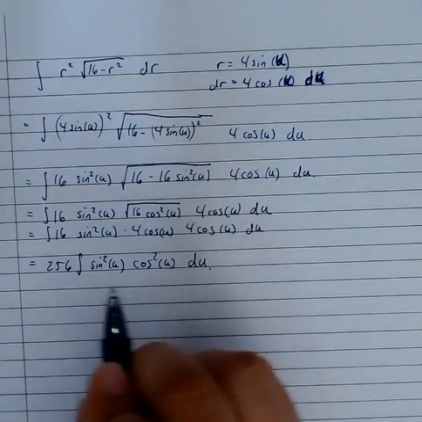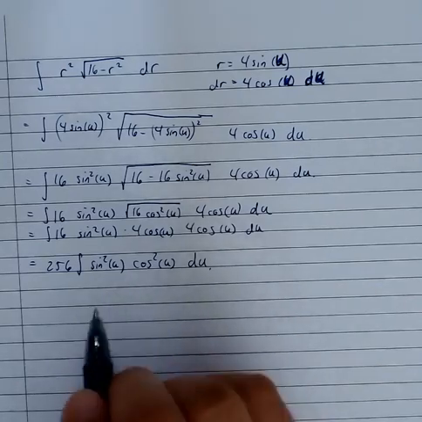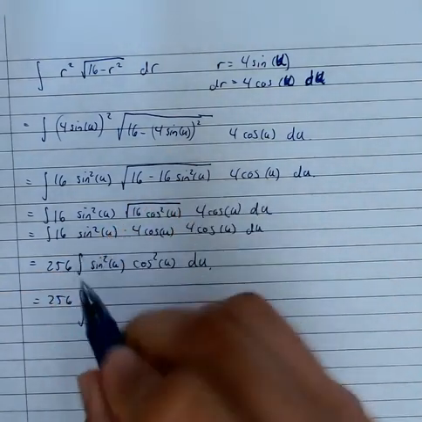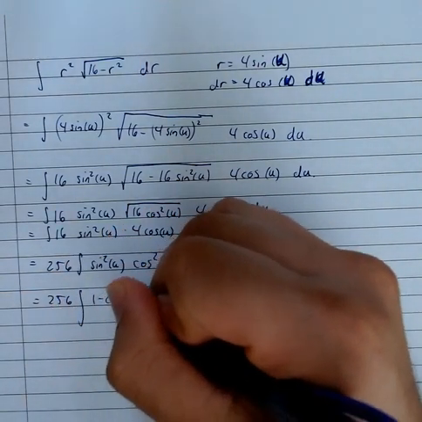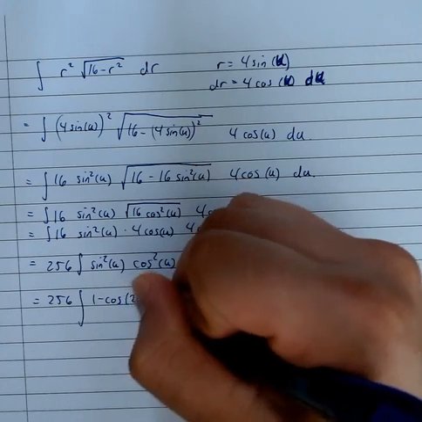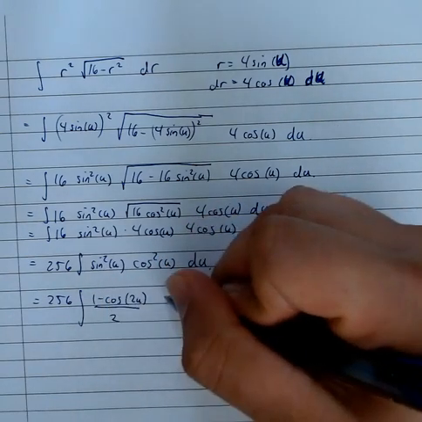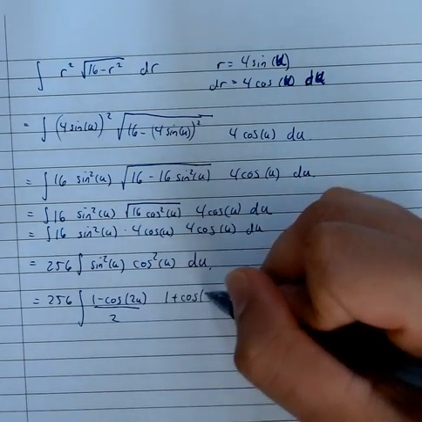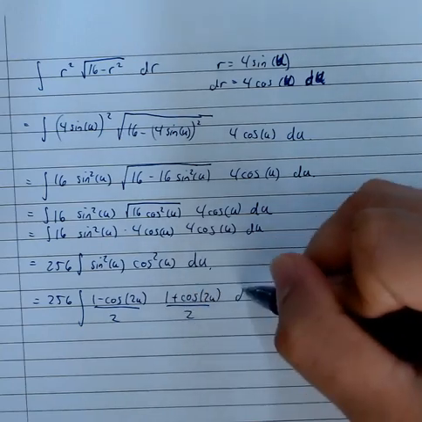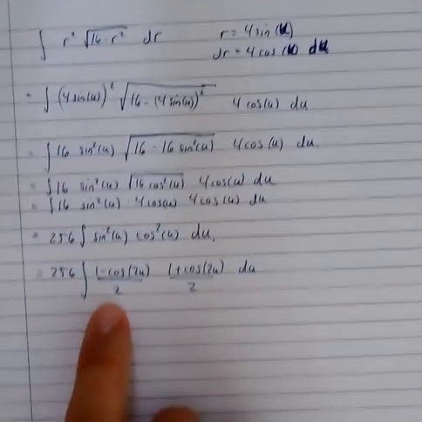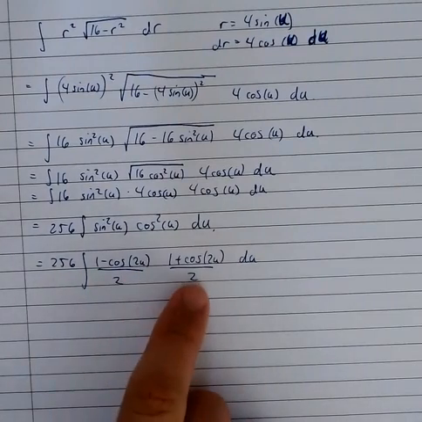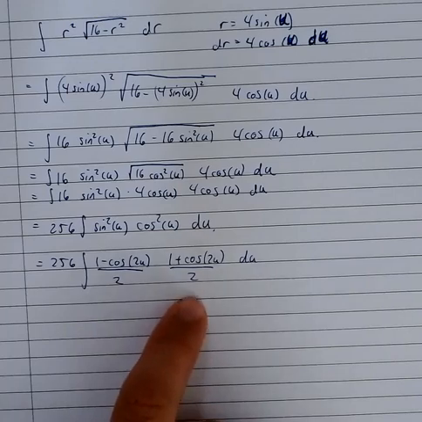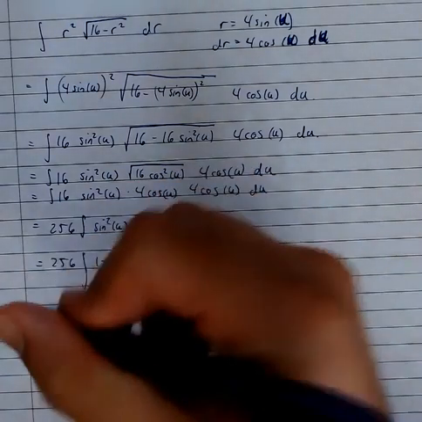Okay, so now we want to use the half angle, the power reducing formula here, which is going to be 256 times the integral of sine squared of u, which is (1 minus cosine of 2u) over 2, and cosine squared of u, which is going to be (1 plus the cosine of 2u) over 2, du. Here, we can take the 1/2 and factor it out. We can take the other half and factor it out. So 256 divided by 4 will give us 64.